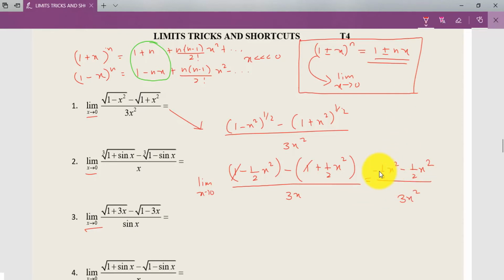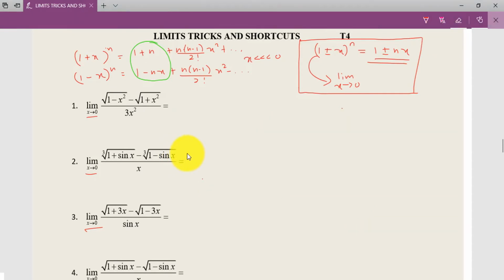Now this minus half x square and this minus half x square turn out to be minus x square, divided by minus 3x square. This x square gets cancelled, and finally you have 1 by 3, and this will be your answer.